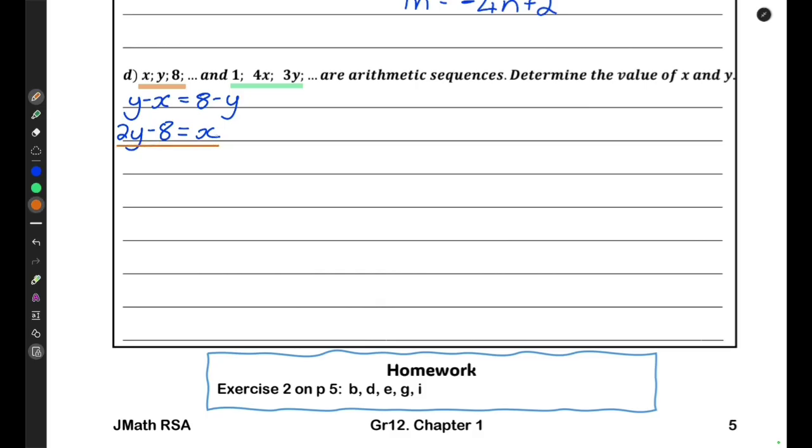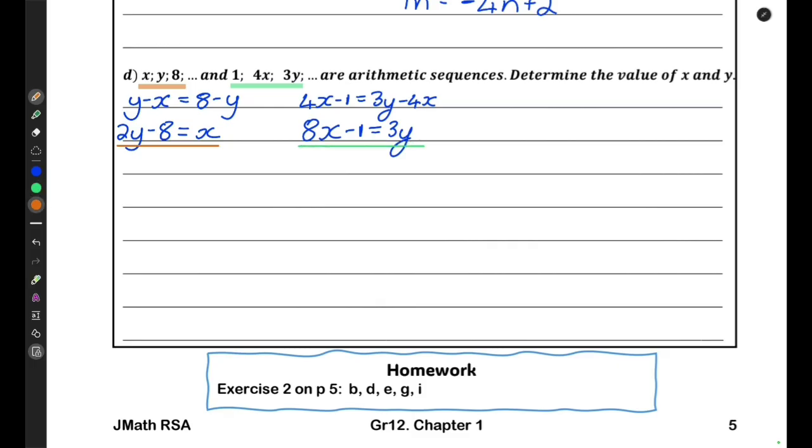That is my orange sequence simplified. Now I'm going to go with term 2 minus term 1 for green, so 4x minus 1 must be equal to 3y minus 4x. Unfortunately, in this one, there's nothing I can get alone without dealing with horrible fractions, but I can just simplify and say 8x minus 1 is equal to 3y, and that would be my green sequence.